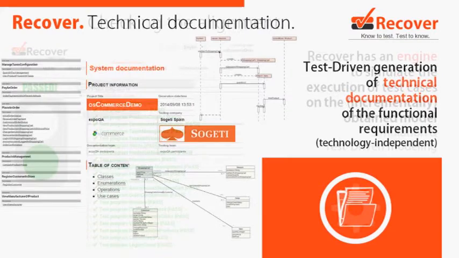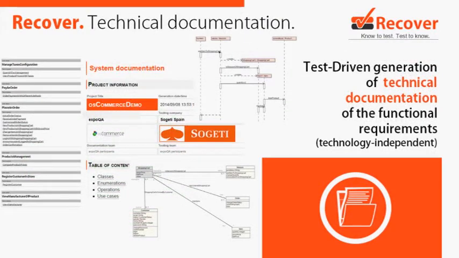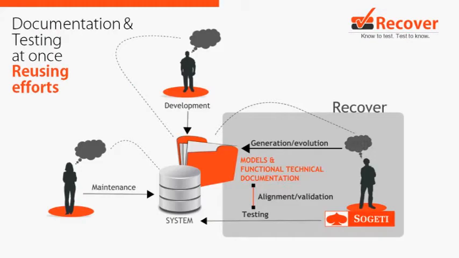So at this point, Recover allows us to click a button and then generate a navigable version of this kind of technical documentation, in which we can navigate the concepts, we can navigate the use cases, and we can see the representation of the functional knowledge of the system in several kinds of UML diagrams, as we will see later, and also some auto-generated textual description from this model for people who are not able to understand this kind of models.